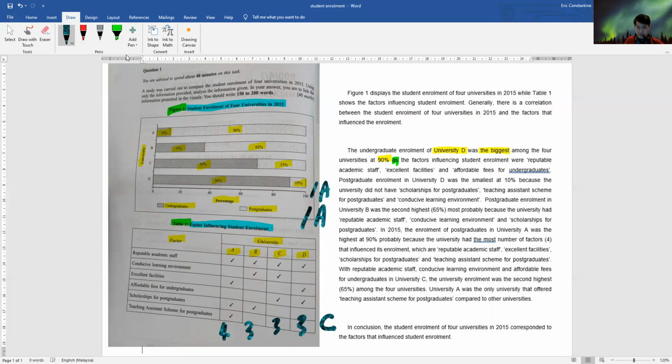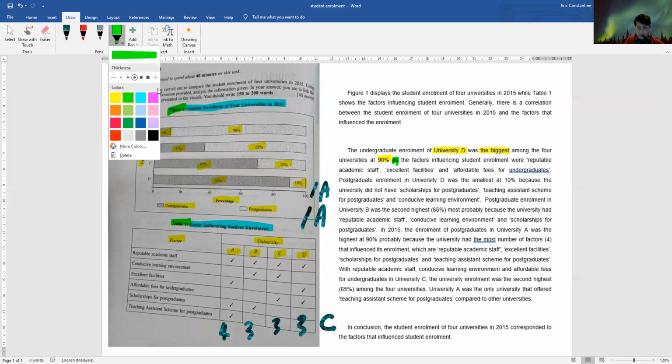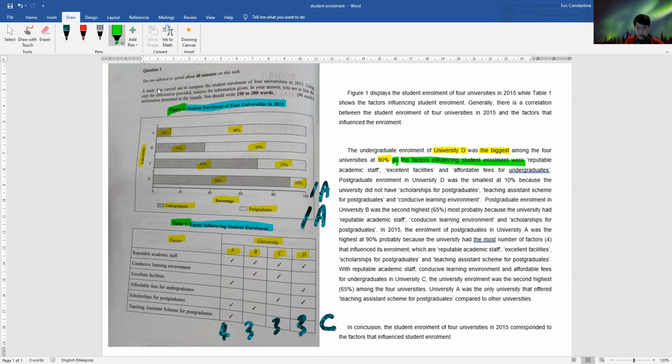Now, because the first part already mentioned University D, you do not need to write University D again. I straight away know that the second part of the sentence, this one here, is the second part from the second visual. I consider this as another 1A. So this part here is also 1A, and I know that this is also another 1A.